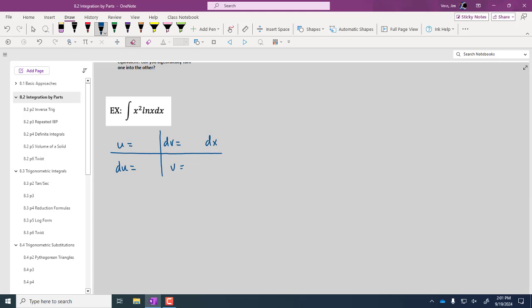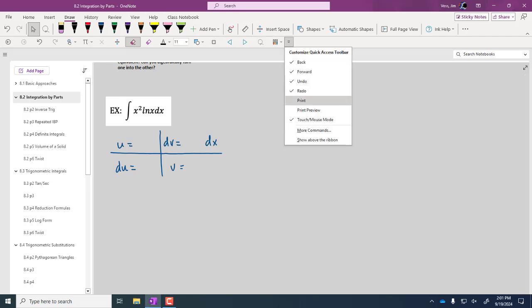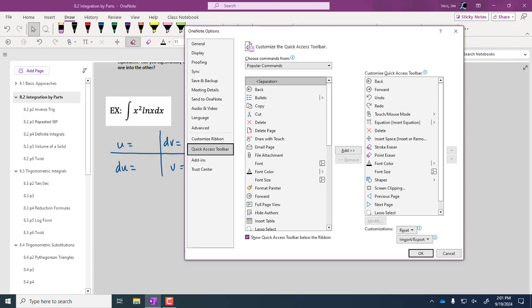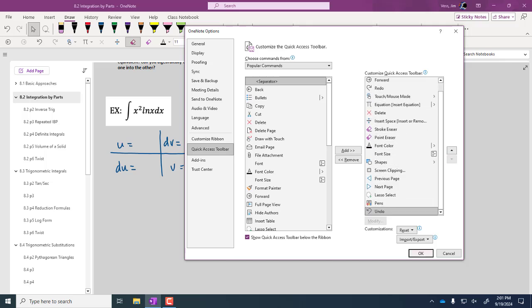And how many functions are you seeing in there? Yeah, there's two main functions, right? There's the x squared and there's the natural log of x. And so we can pick whichever one we want. I'm just going to rearrange this thing right here. I want that down there.